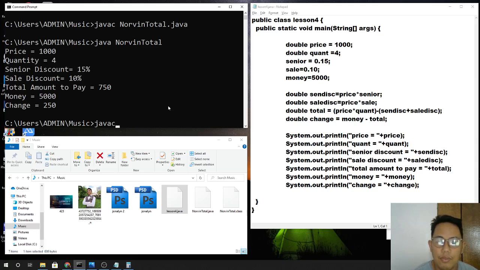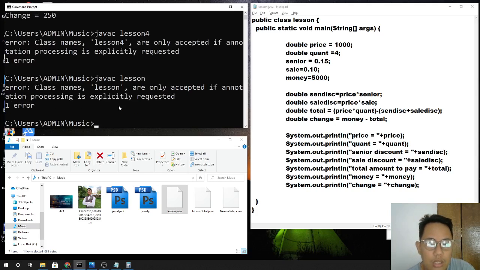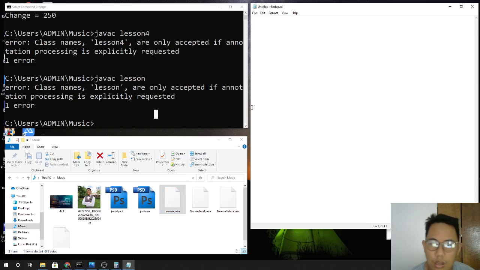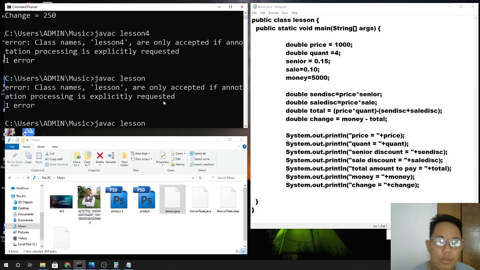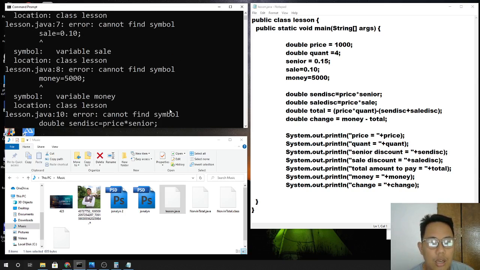Javac lesson 4. So a class name that has a number is not allowed. It's giving us an error. So let's remove the number. I'll also remove the number here. So lesson. Okay, so it's still giving me an error. Annotation processing is only accepted if explicitly requested. Let me just go ahead and get the answer. Okay, there. That's Java. So yeah, it's giving me an error. Let's go ahead and check what errors we have for this.